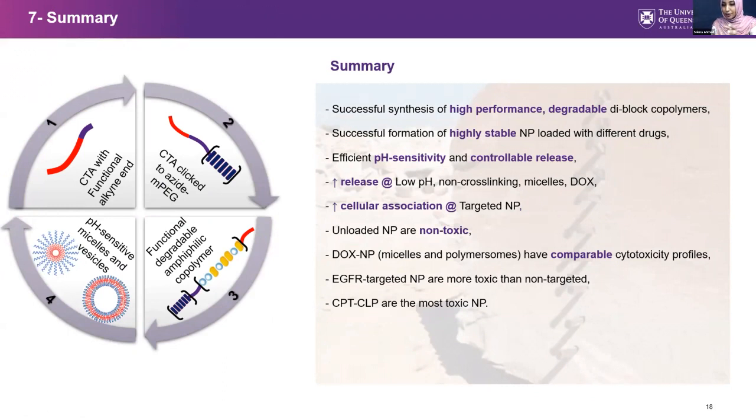And from these, we were able to make highly stable nanoparticles that are pH sensitive and can attain controllable release. We found that the release increases with lowering the pH, or using non-cross-linked nanoparticles, or having micelles with doxorubicin. And we have perfect cellular association when the nanoparticles are targeted, and the nanoparticles themselves are non-toxic. Now we are looking forward to doing in vivo experiments and seeing how these systems will perform in vivo.